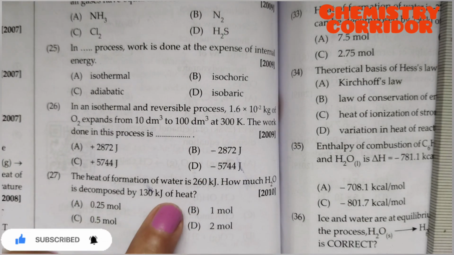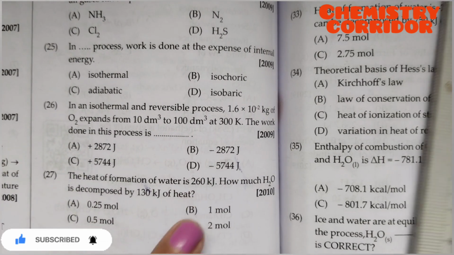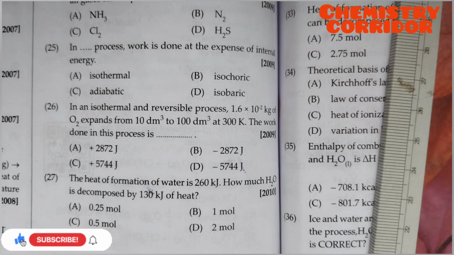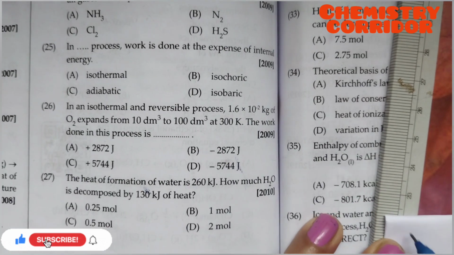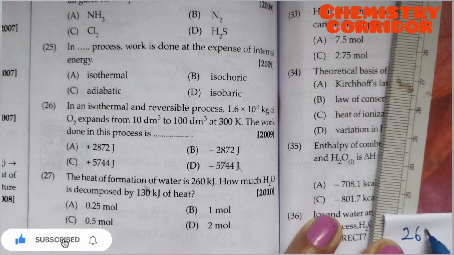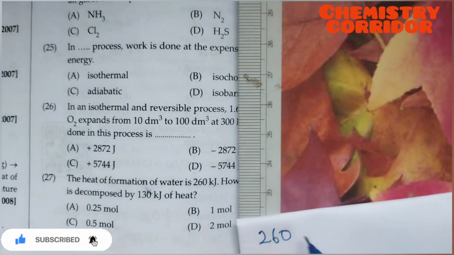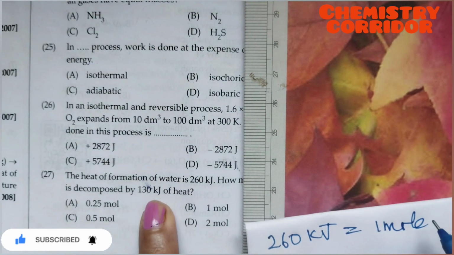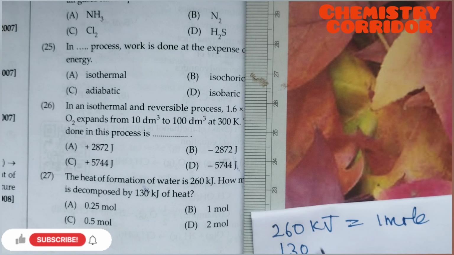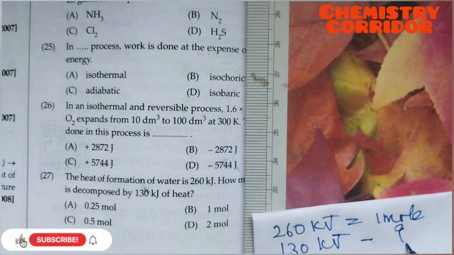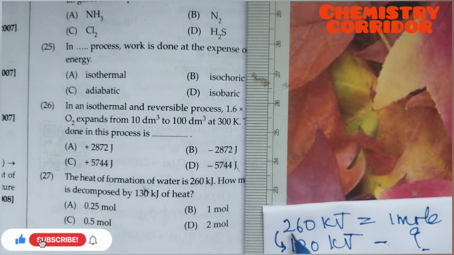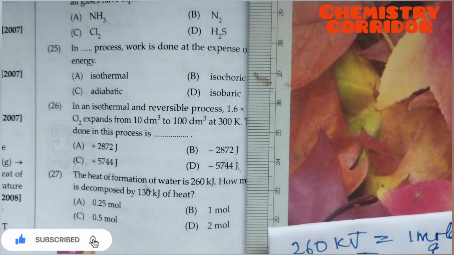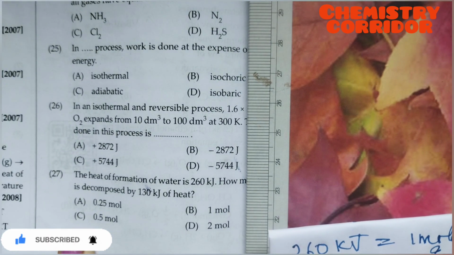The heat of formation of water is 260 kJ. If they are giving this for water, means it is for 1 mole. So for 1 mole, how much is this? 260 kJ of energy is released for 1 mole. Then they are asking for 130. So 130 kJ will be given by how many moles? If you see the relation, it's exactly half. So this will be for half mole. So answer is third option. Let's see the next question.